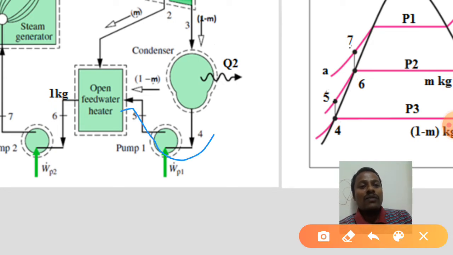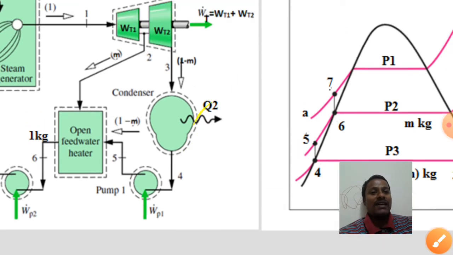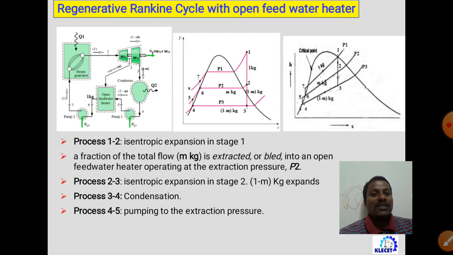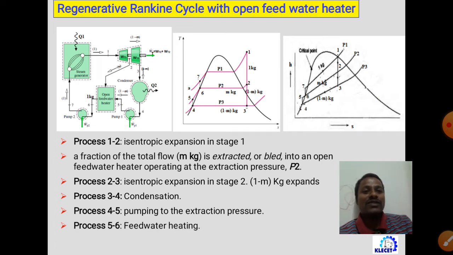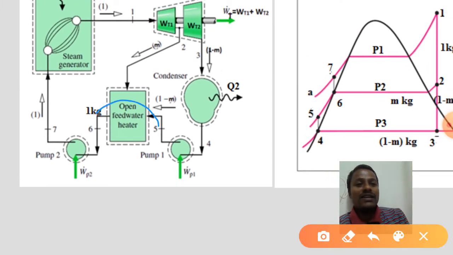So this pump is pumping the condensate into the open feed water heater, against the pressure P2, because the pressure inside the feed water heater is equal to the pressure of the steam which is bled from the steam turbine casing. Therefore pump 1 will work against the extraction pressure. Then 5 to 6 is feed water heating. So 5 to 6 in the schematic diagram, if you observe, is feed water heating here.